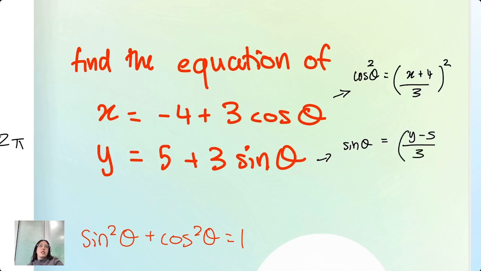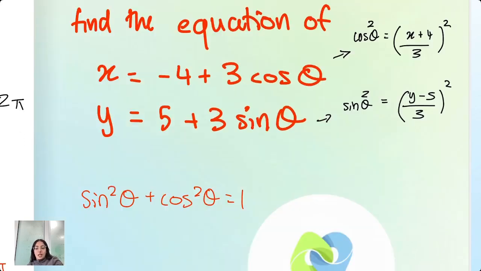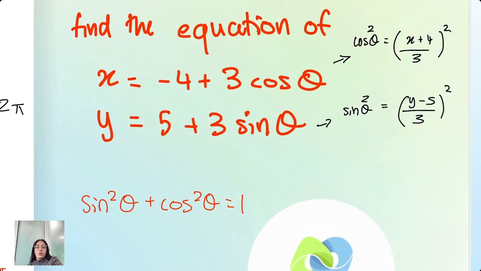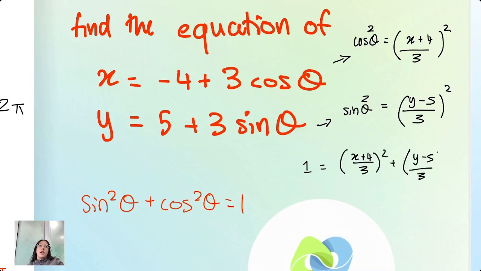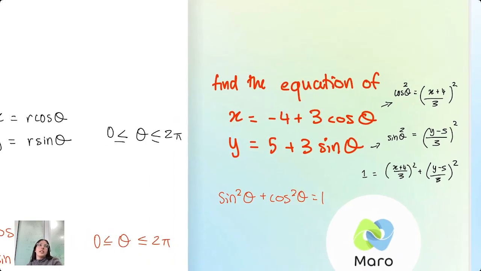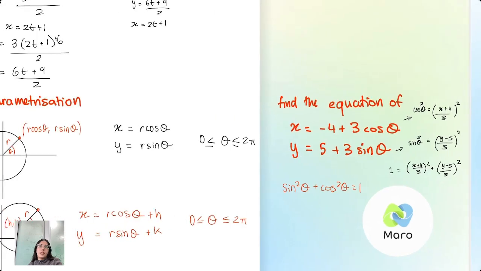Now we can add the equations together. If I add them together, I just end up with cos squared plus sine squared, which is just 1, equal to ((x plus 4) on 3) squared plus ((y minus 5) on 3) squared. And you can just kind of stop there. The reason you can stop there is because this is now just a circle equation, and you don't really need to simplify circles.